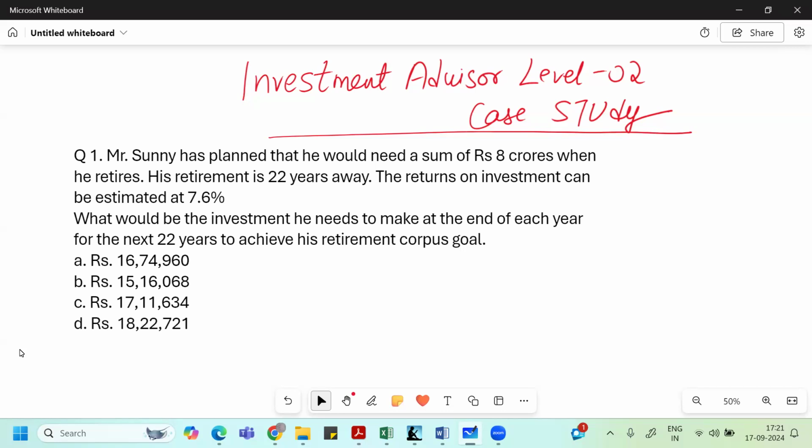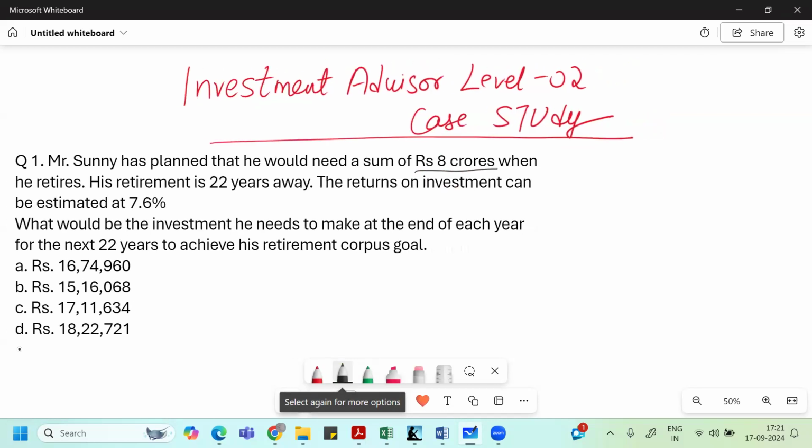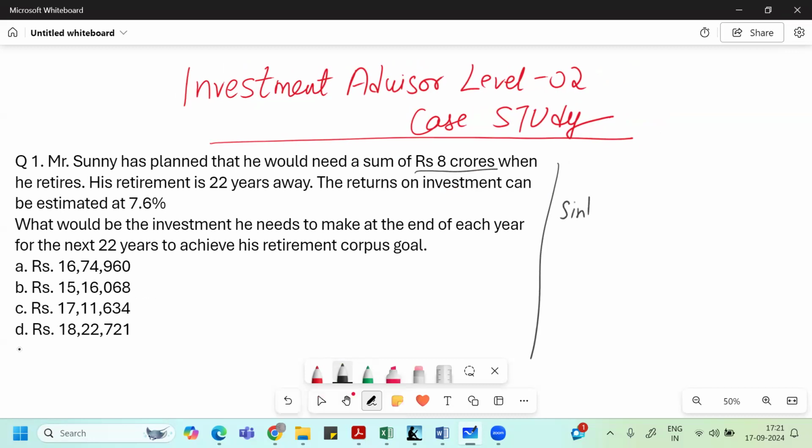In this question, it is given that there's a person called Mr. Sunny, and he has planned that he would need around 8 crore rupees. This person requires a sum of 8 crore rupees. This fund is called a sinking fund. So the sinking fund this person is looking for is 8 crore rupees. 8 crore means 10 to the power 7, or you can write it manually. Sorry, 1 crore means 10 million. So 8 crore would be 80 million.